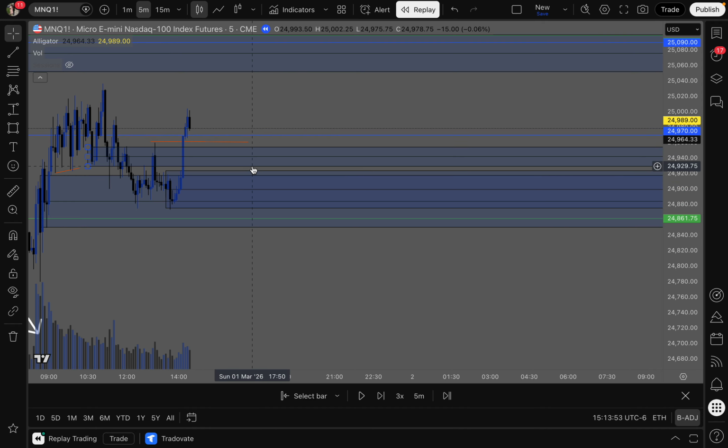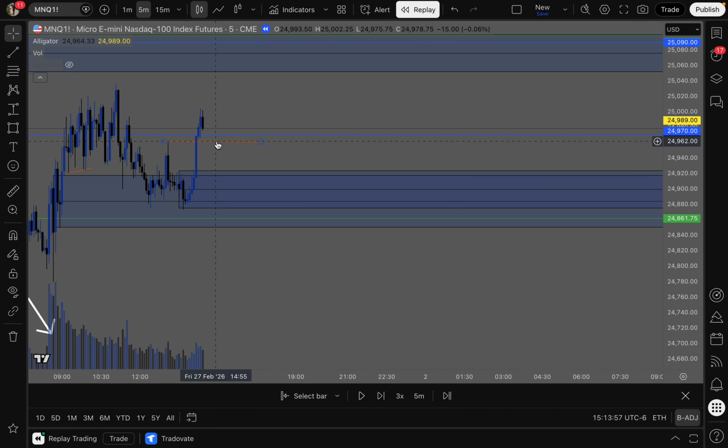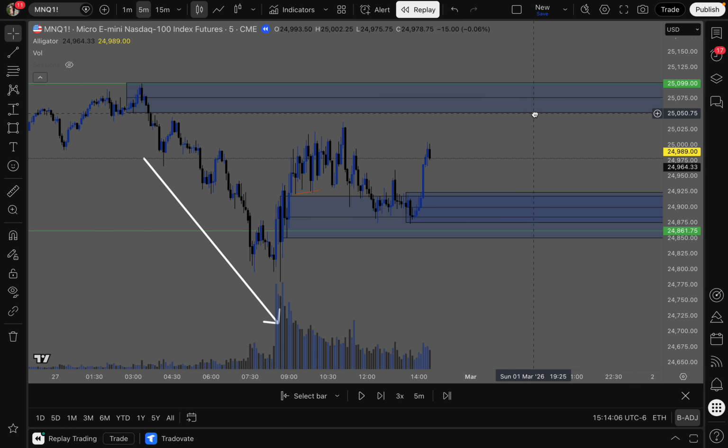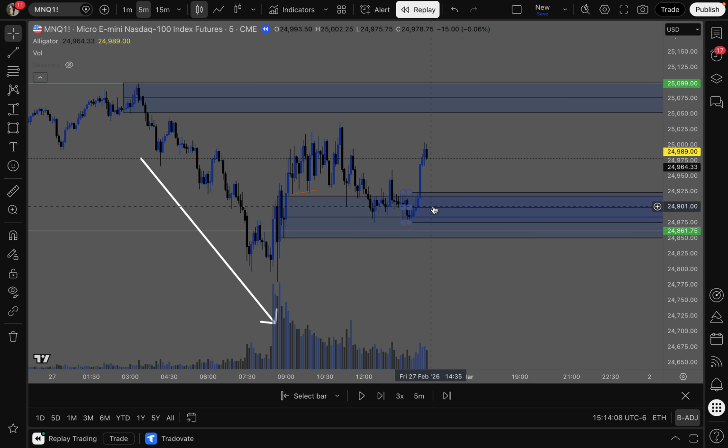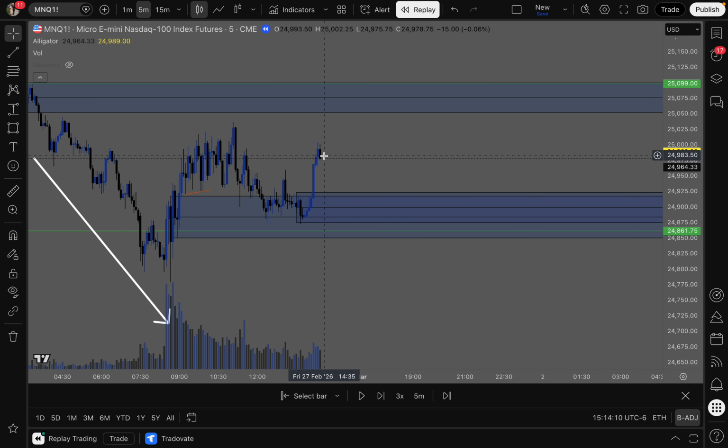Let me delete all this extra stuff. Let me delete this. We also don't need the blue. Just showing you my market breakdown, how I trade per day. So it's a quick little buy. I could be looking for a quick little buy from here. So my order is right here.